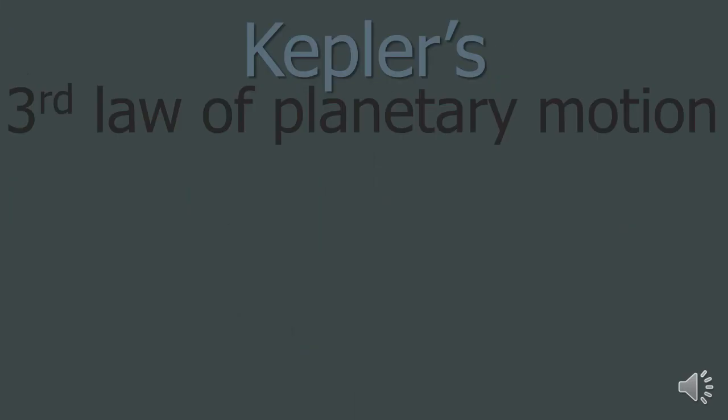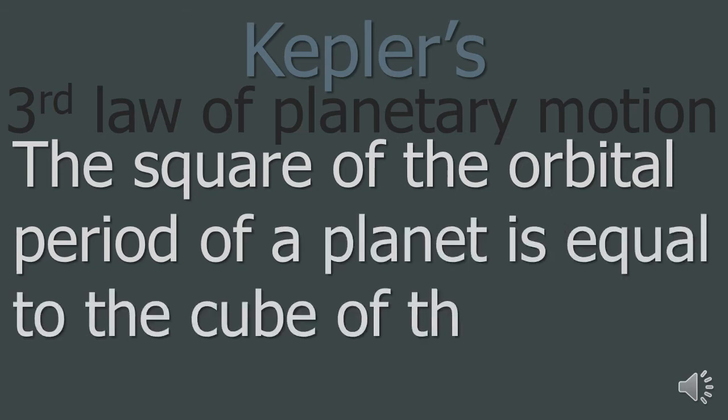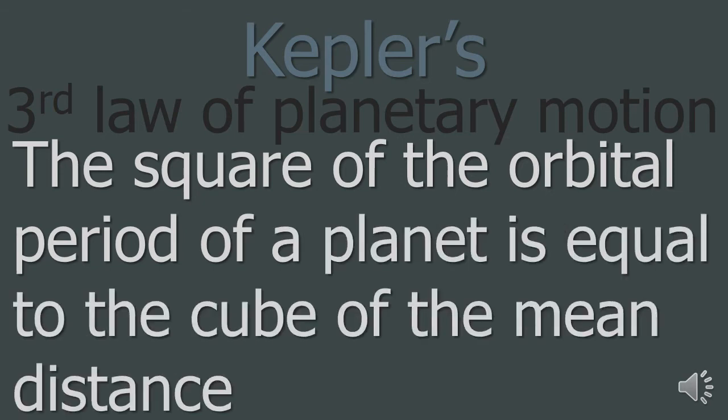Kepler's third law of planetary motion is: the square of the orbital period of a planet is equal to the cube of the mean distance. This is a bit easier to understand once you know some terms. The orbital period is the planet's year, so the length of time it takes to do one orbit around the Sun. Mean distance is the average distance between the planet and the Sun. For Earth, it is exactly one astronomical unit. So the planet's orbital period, or year, squared, is equal to the mean distance cubed.